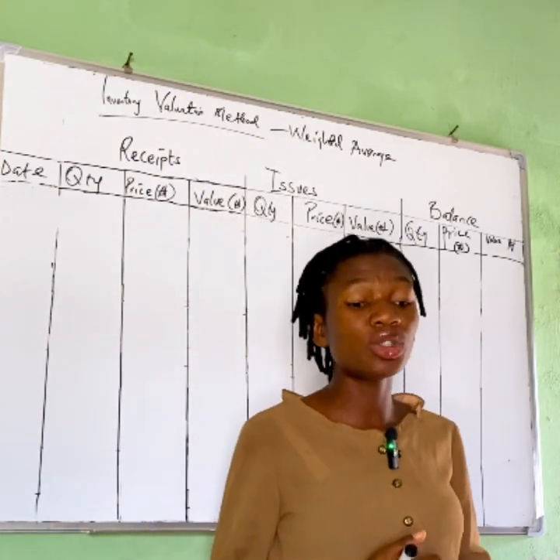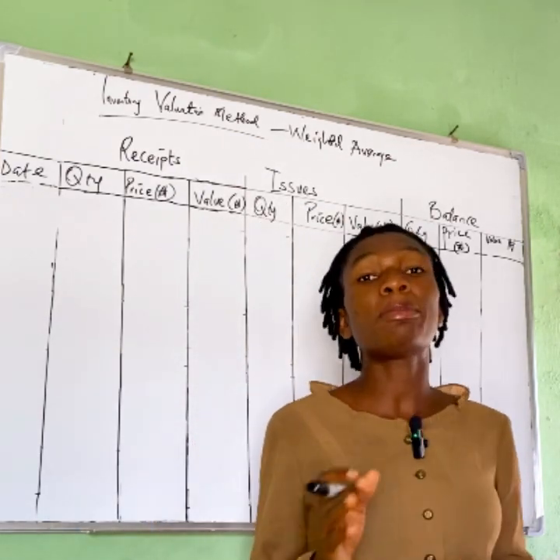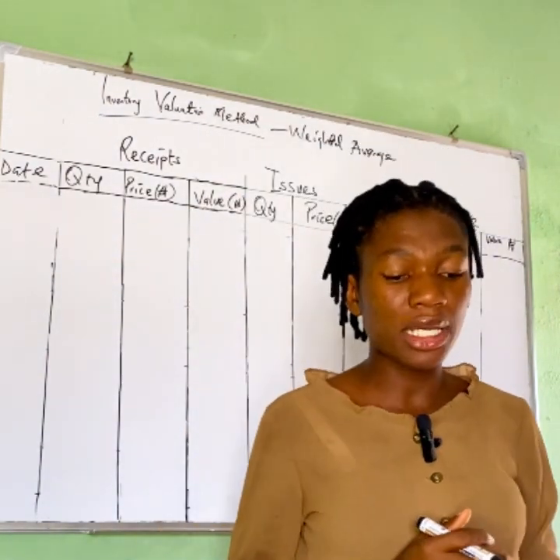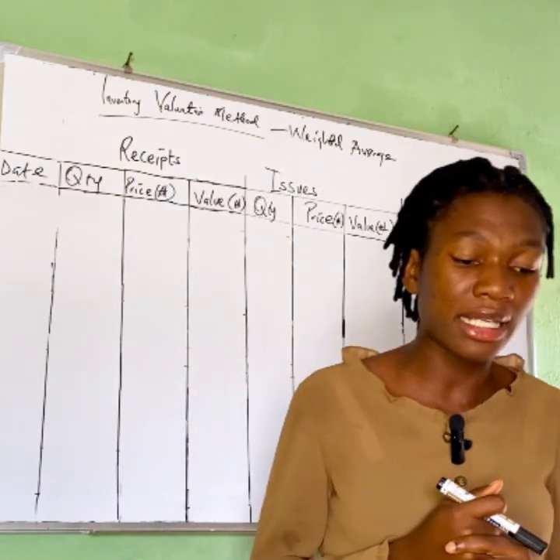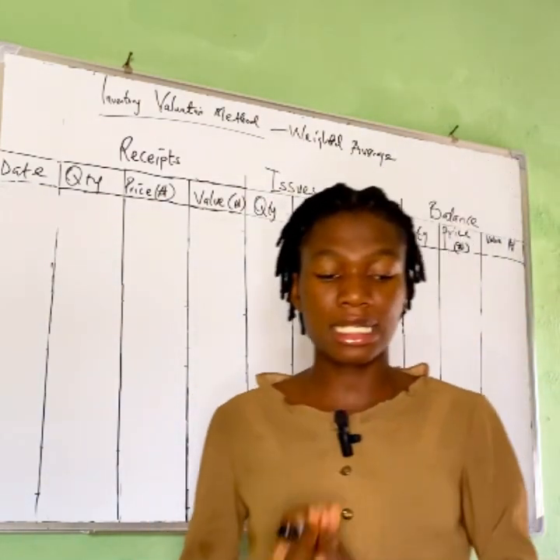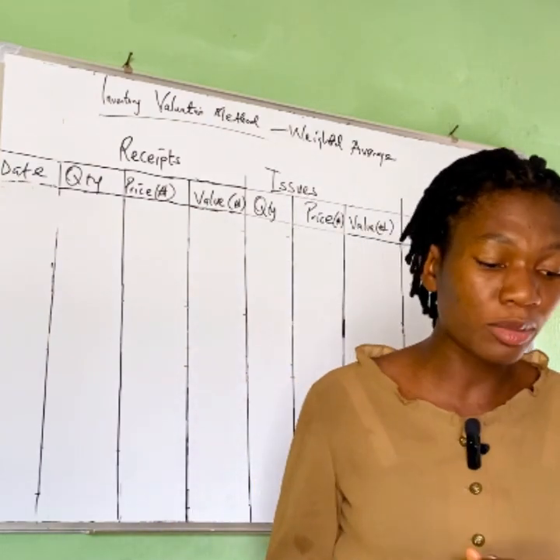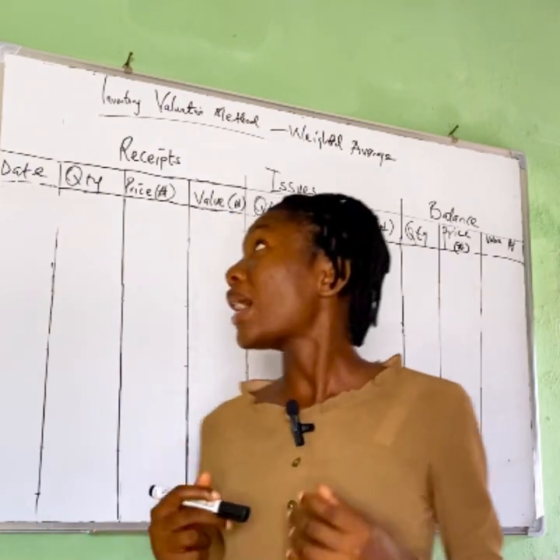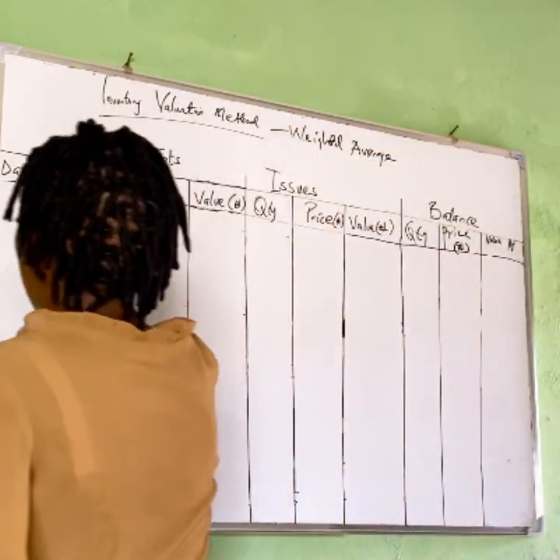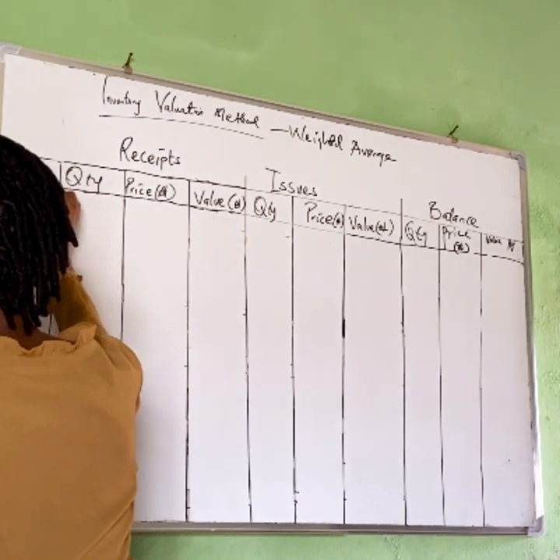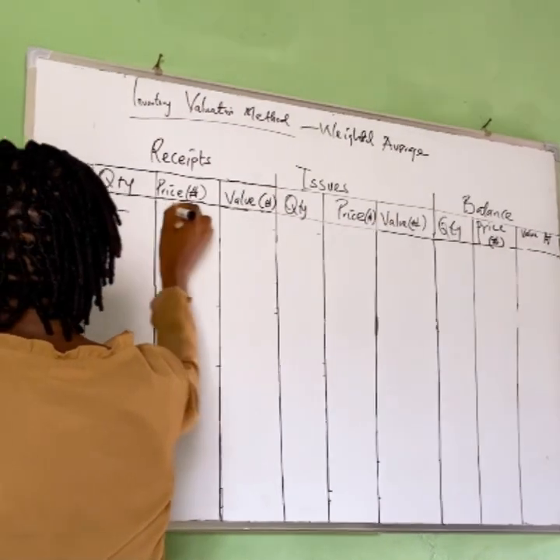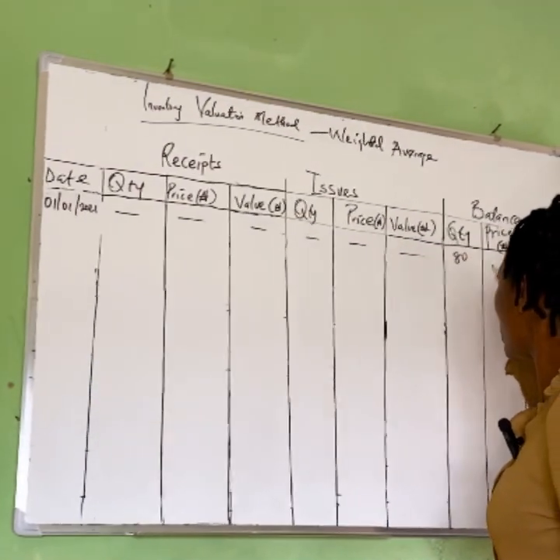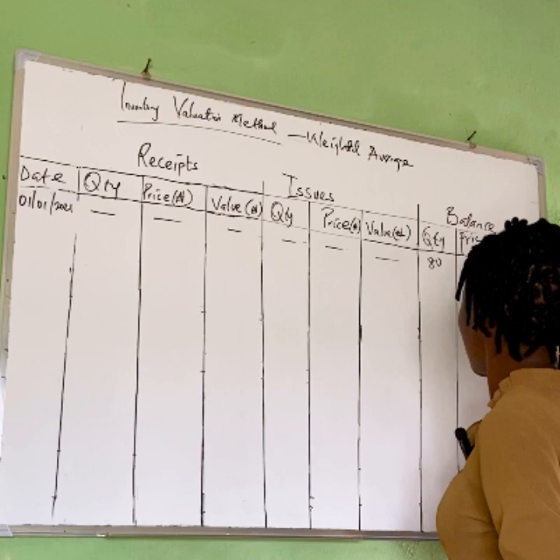Now we're going to be using the same illustration, but in this case we'll be applying this method. God's Favor Enterprise deals in the purchase and sale of merchandise, varieties of fish nets. The enterprise had 80 bundles of nets at the beginning of the year, January 2021. That's our opening stock: 80 units, and the amount is 288,000 naira.